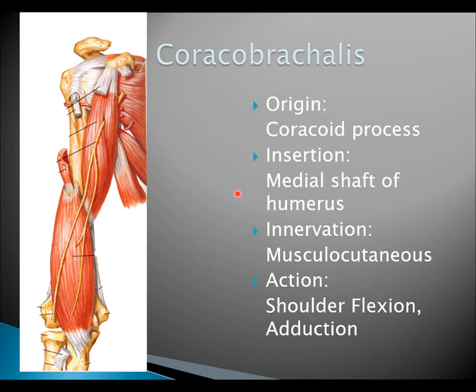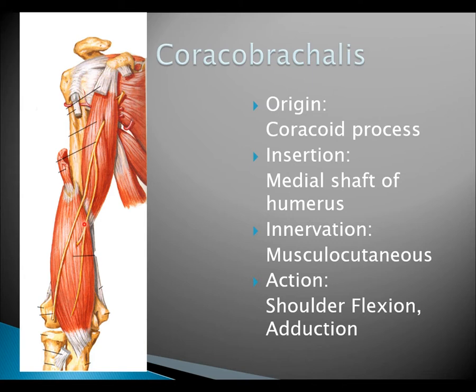Coracobrachialis is actually very similar to the bicep brachii. It's going to have the same line of pull. It's actually going to have the same origin. The coracobrachialis is going to start on the coracoid process. Again, that's the third thing now. So we have our pectoralis minor on the coracoid process, we have the short head of the biceps tendon, and we have the coracobrachialis, all going to have origin or insertion on the coracoid process.